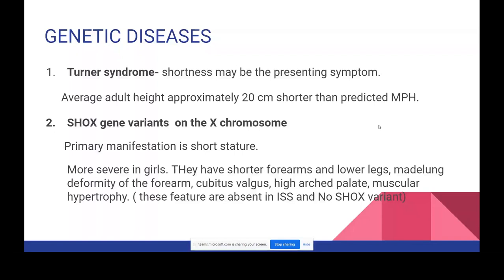Now, when I explained to you about idiopathic short stature, I said no features, nothing. That is what you call the entity of idiopathic short stature. But in the SHOX variant, they have those features.